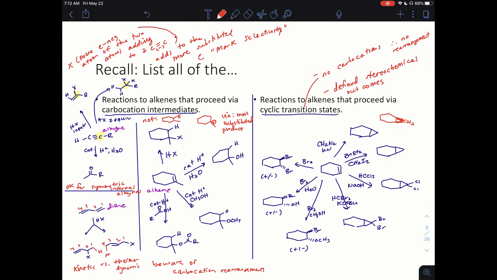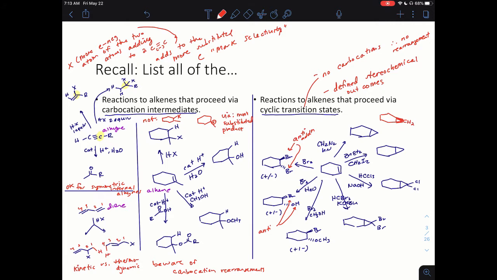Finally, we looked at halogenation in the presence and absence of water and alcohol nucleophiles, and we saw this anti-addition of either the two halogens in the case of halogenation, or in the case of halohydrin formation, this anti-addition of bromine and the hydroxyl group.